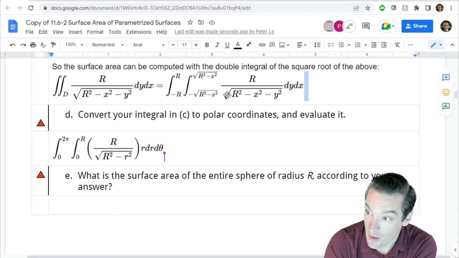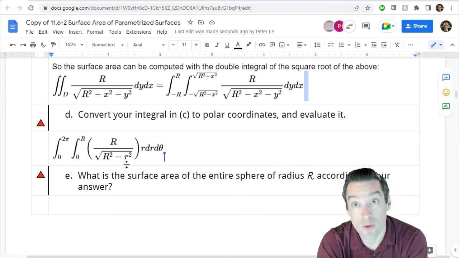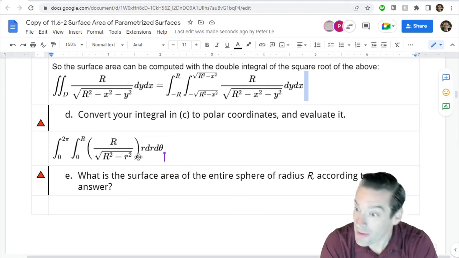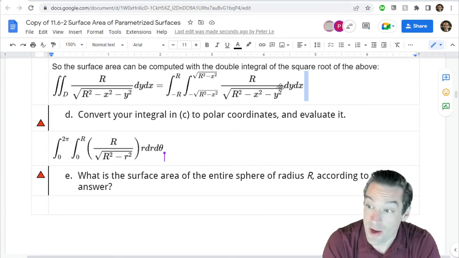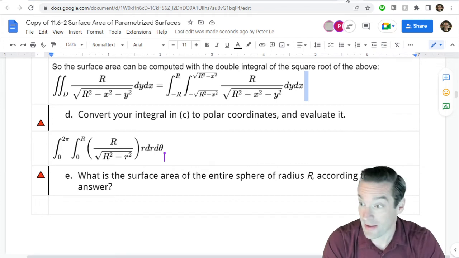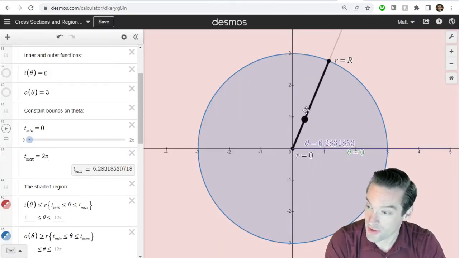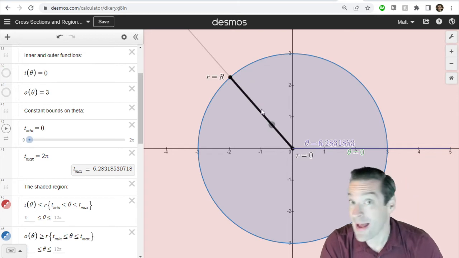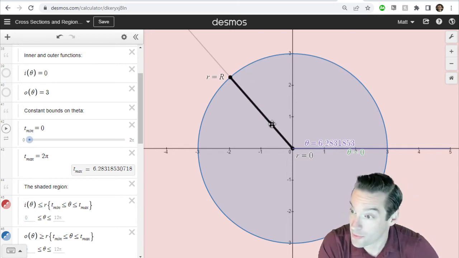So r squared minus x squared minus y squared turned into big R squared minus the polar coordinate little r squared. And our area element, dy dx, turns into r dr d theta. And then we also had to go back and re-tape measure our region. Right? And when we re-tape measure our region, we end up getting constant bounds in polar coordinates, which is another real virtue of using polar coordinates for a problem like this.